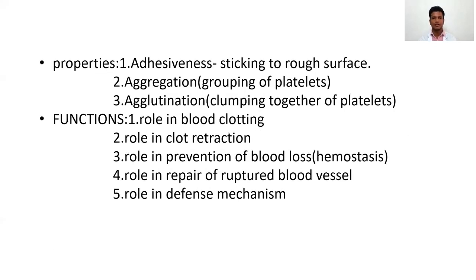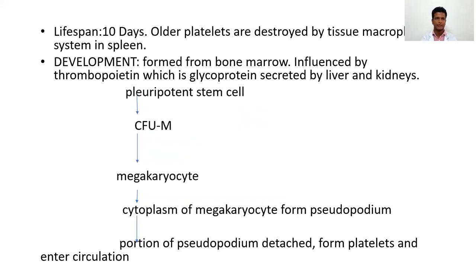Properties of platelets are adhesiveness, sticking to a rough surface, aggregation, which is grouping of platelets, and agglutination, clumping together of platelets. Functions of platelets: main role in blood clotting, role in clot retraction, role in prevention of blood loss, which is hemostasis, role in repair of ruptured blood vessels, and role in defense mechanism. The lifespan of platelets is about 10 days. Older platelets are destroyed by the tissue macrophage system in the spleen.